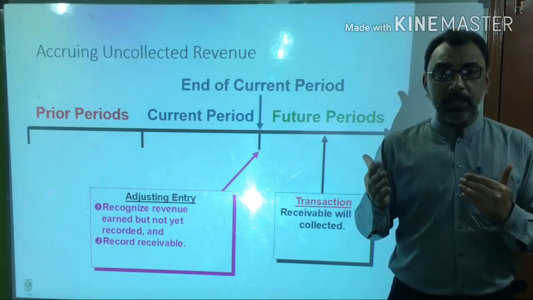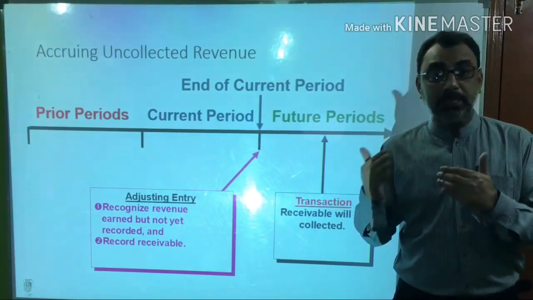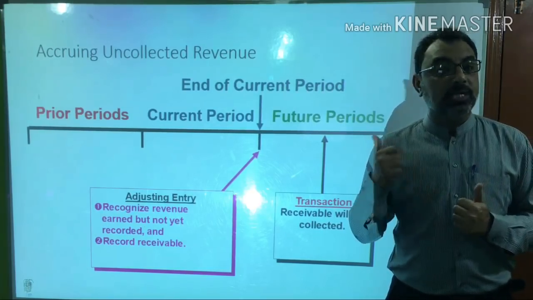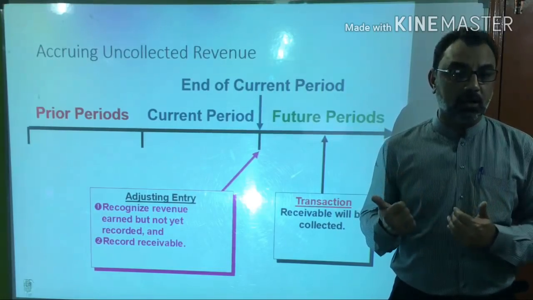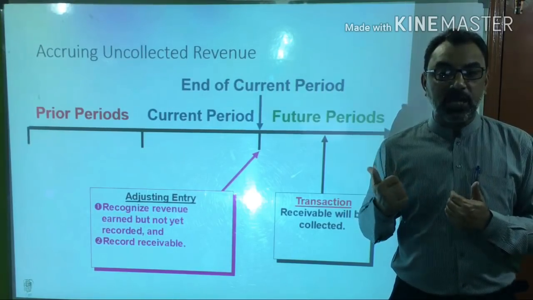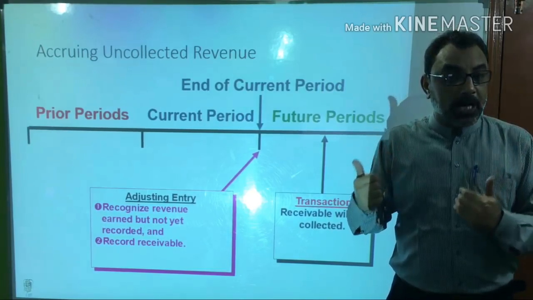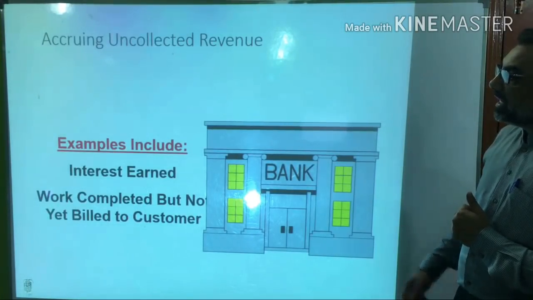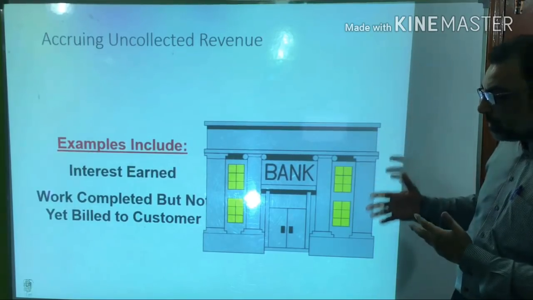Any revenue that has been earned but not recorded during the current accounting period should be recorded at the end of the period by means of an adjusting entry. This adjusting entry consists of a debit to accounts receivable or revenue receivable and a credit to the appropriate revenue account. The term accrued revenue often is used to describe revenue that has been earned during the period but has not been recorded prior to the closing date. So you can see examples, for instance, interest earned, or work completed but not yet billed to customers.